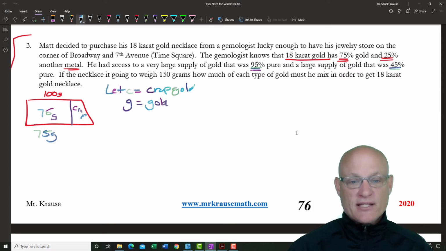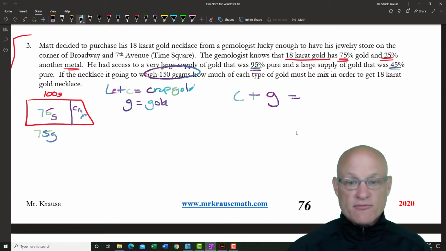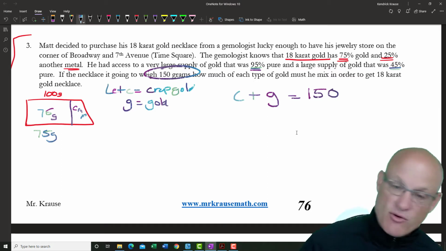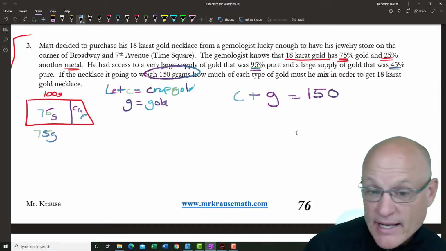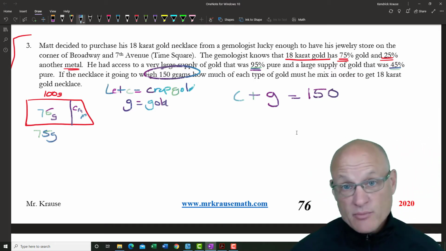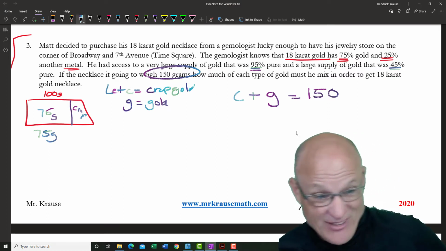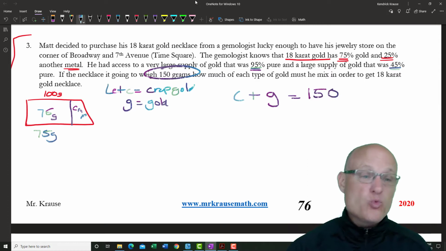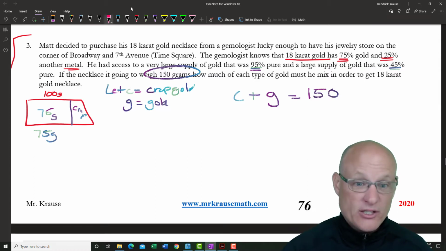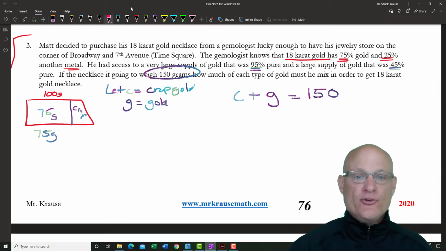So if I take the crap gold and I add in the good gold, I want this thing to be 150 grams. So I want to take the crap gold and add in the good gold, and I want it to be equal to 150 grams. That's the easy equation. The second equation is really quite difficult.